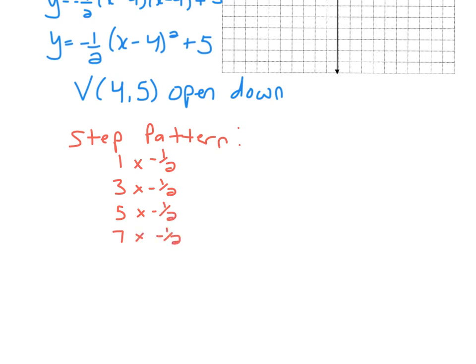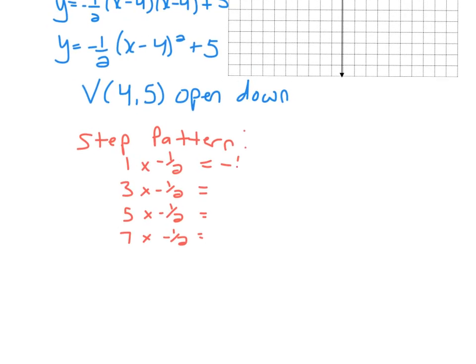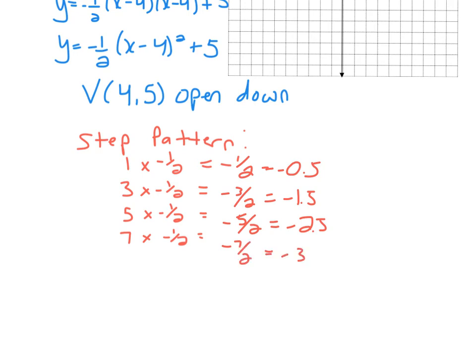You could keep going to find more points, but 4 should be sufficient because that's 4 on either side of my vertex. And so 1 times -1/2 is -1/2. It might be easier to plot if you think of this as a decimal, so -0.5. 3 times -1/2 is -3/2, which is -1.5. 5 times -1/2 is -5/2, which is -2.5. And 7 times -1/2 is -7/2, which is -3.5. So the step pattern that we are going to use for this function with an a value of -1/2 is -0.5, -1.5, -2.5, and -3.5.